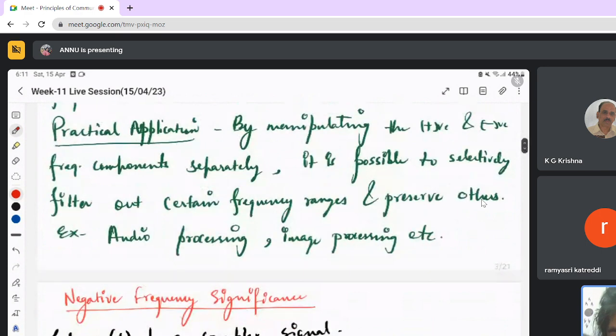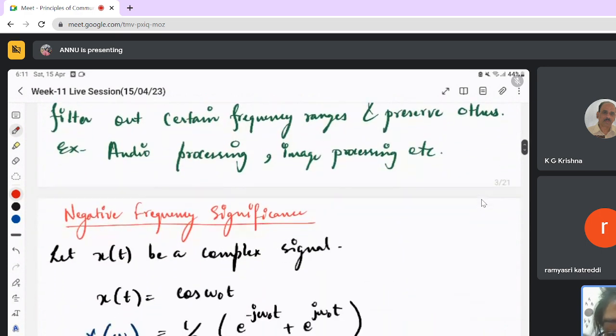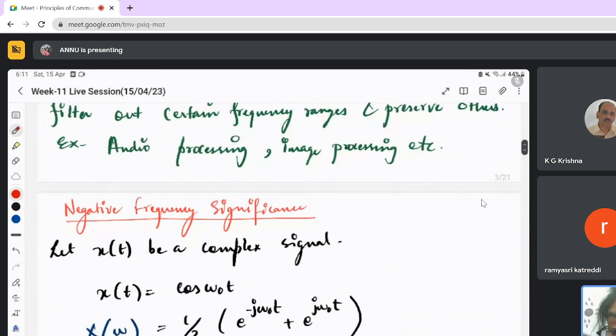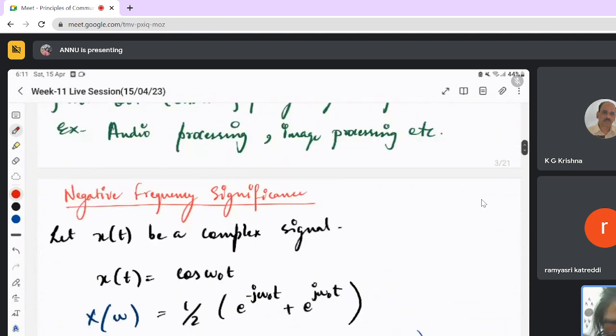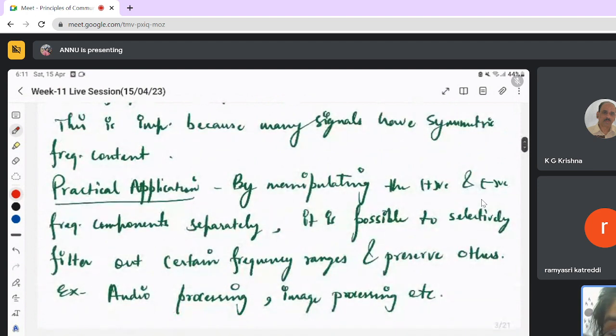So I will explain using some mathematics what the significance of it is, and whether negative frequency implies a negative time domain, yes or no. So I want to know the answer from you: does negative frequency imply negative time domain, yes or no?